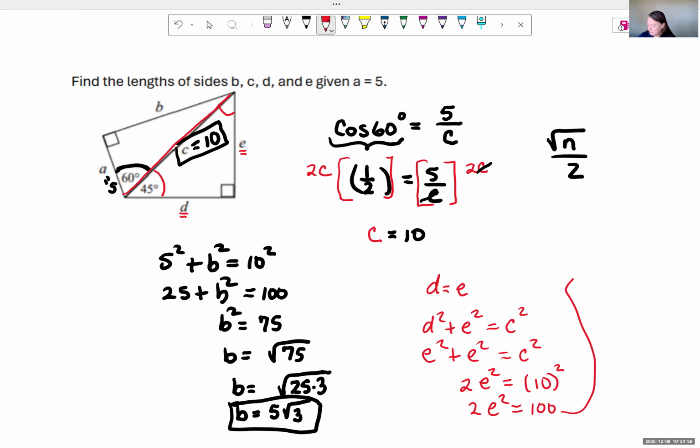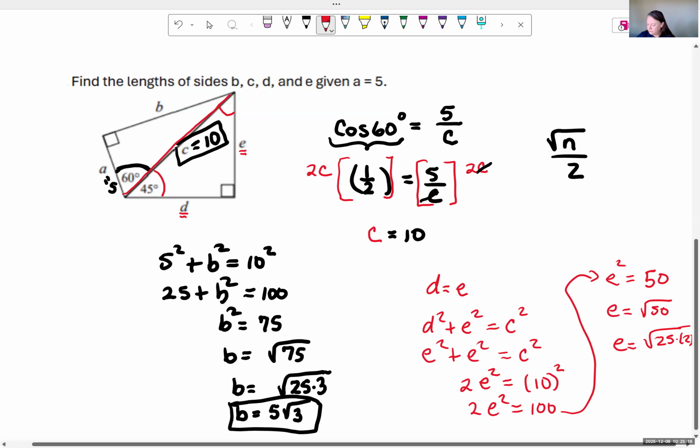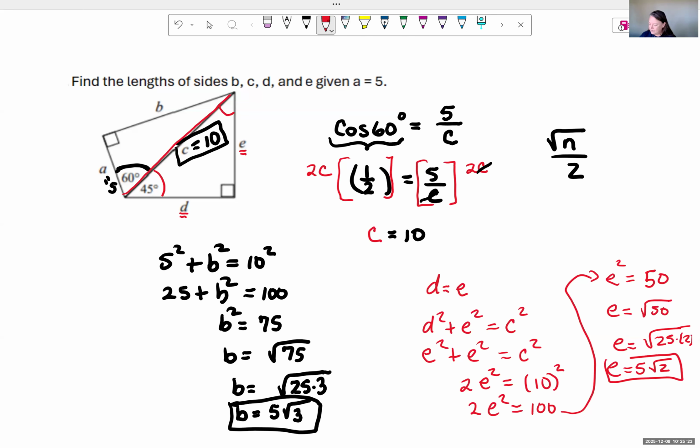Divide both sides by 2. I get E squared equals 50. So E is equal to the square root of 50, which is square root of 25 times 2 under the radical, and now if we look at the square root of 25, that's 5 root 2. So E is that, but D is equal to E, so D is also equal to 5 square roots of 2.